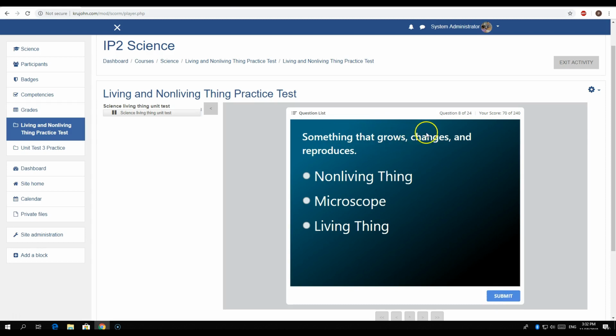Something that grows, changes, and reproduces. Reproduce means to make living things like yourself. Okay, so this is a living thing. Think of a person. A person grows. As they get older, they change. They look different. They get bigger. Maybe their brain changes. They get a little smarter. And they reproduce. People have babies. They make living things like themselves.